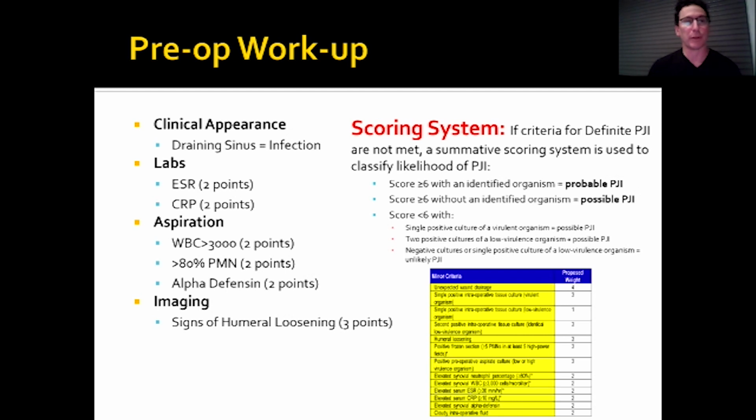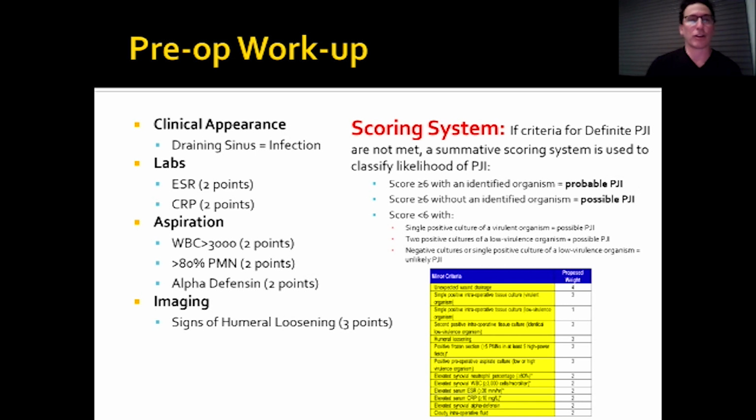appreciation of the clinical appearance, things like a draining sinus are pathognomonic for infection. Labs like SED rate, CRP, and a white blood cell count, an aspiration, if you so choose, to look for white blood cell counts over 3,000, 80% or more polymorphonuclear cells, as well as alpha-defensin. Imaging that shows evidence of humeral loosening is a big suspicion for infection, because humeral loosening in the setting of aseptic loosening is extraordinarily rare.